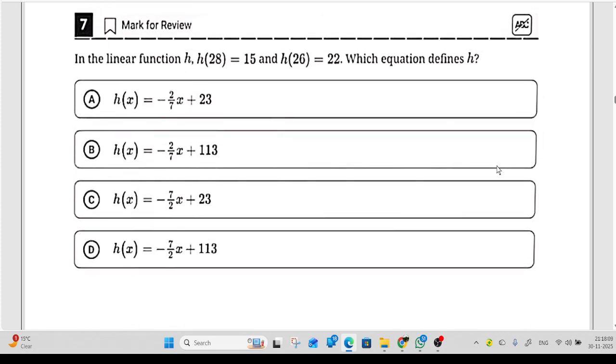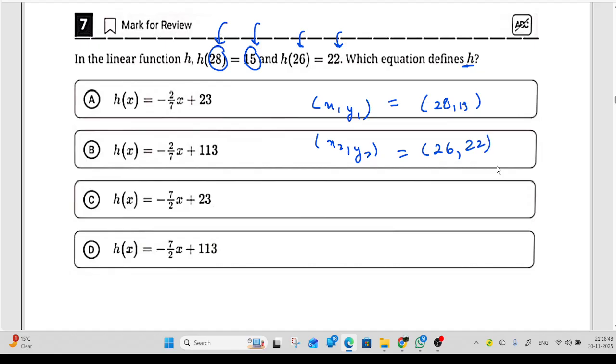Let's see the next question. In the linear function h, h of 28 is given as 15, and h of 26 is given as 22. Which equation defines h? Okay, so basically if you see, x1 and y1 are given. This is x and this is y. X means input values and y means output, right? So 28 comma 15. Now x2 and y2 are also given: the input x2 is 26, and the output y2 is 22.